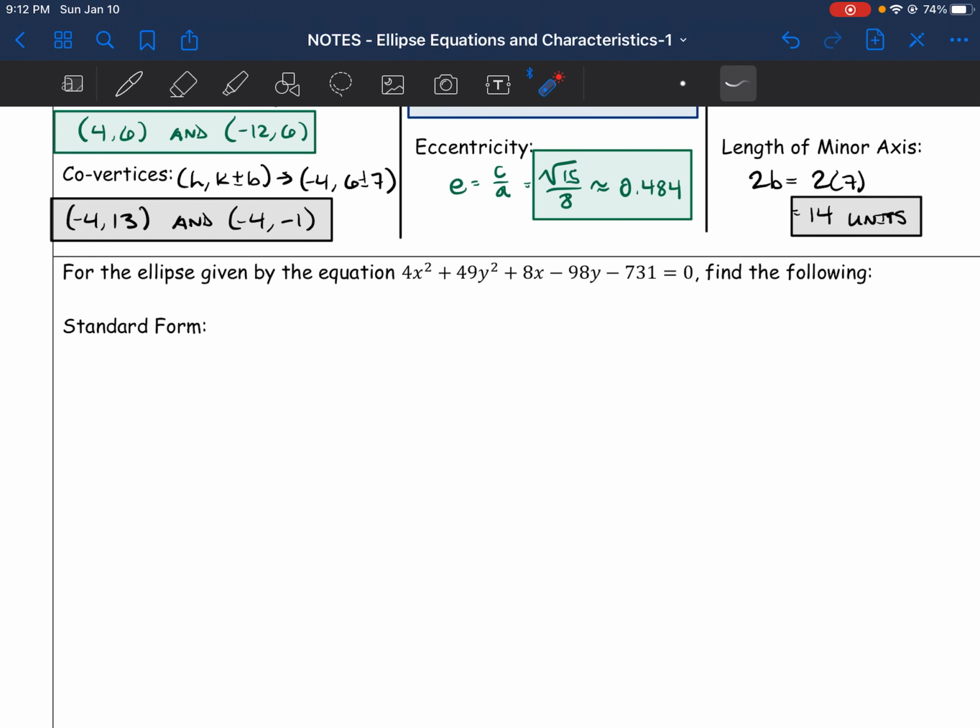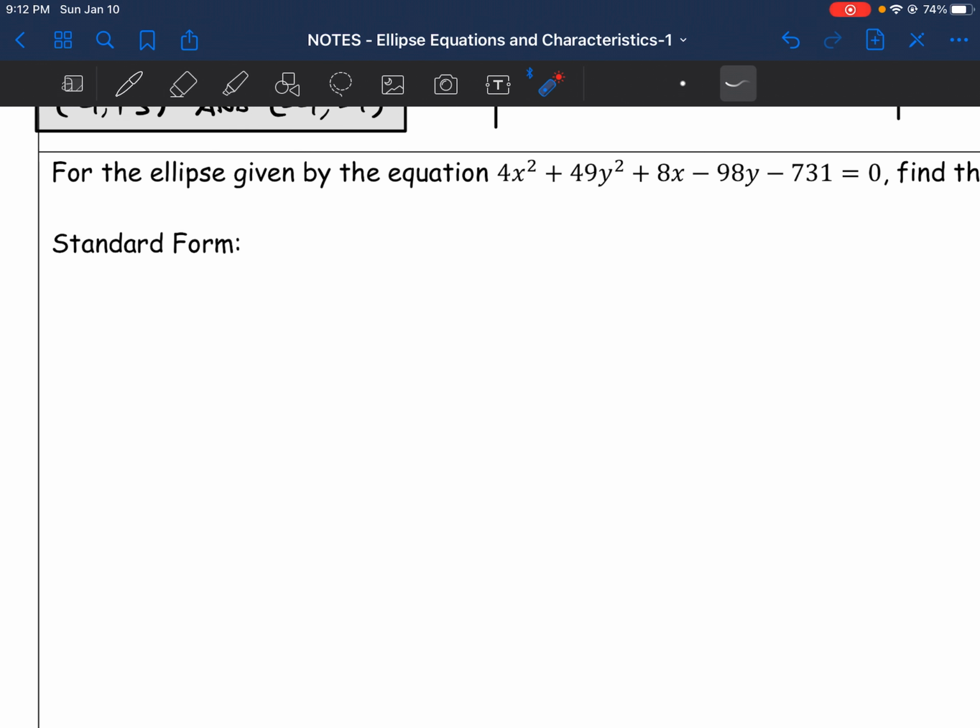So how do you think we're going to convert from the general equation to the standard equation? Well, the answer is by completing the square. So let's go through our process of completing the square. First thing that I'm going to do is I'm going to go ahead and rewrite my equation. I'm going to start grouping the x variables and the y variables together. So we have 4x squared plus 8x plus 49y squared minus 98y. And I'm going to go ahead and take the constant negative 731 and move it to the other side of the equation by adding it.